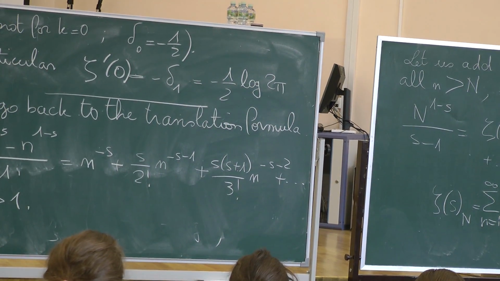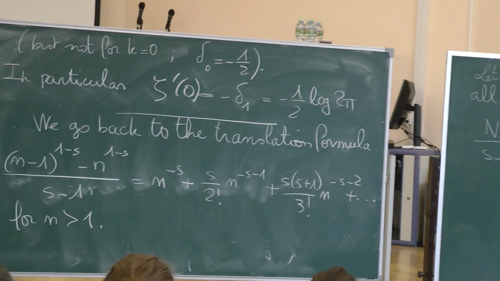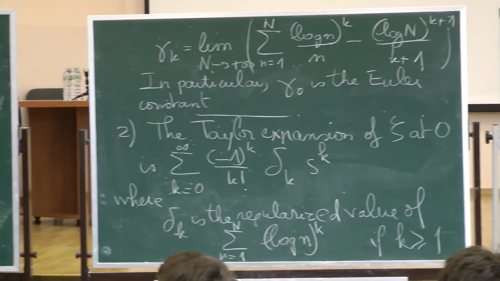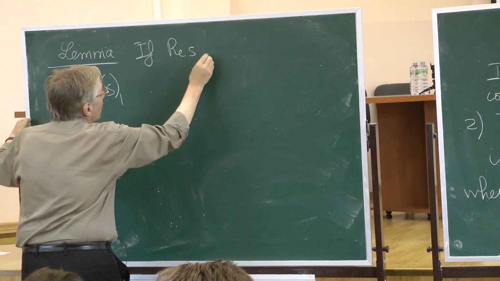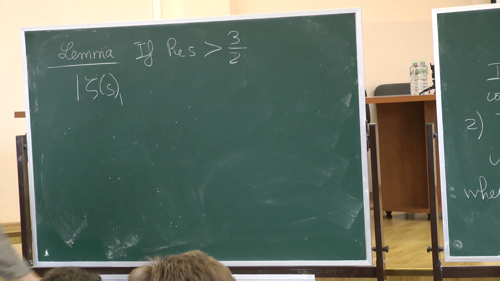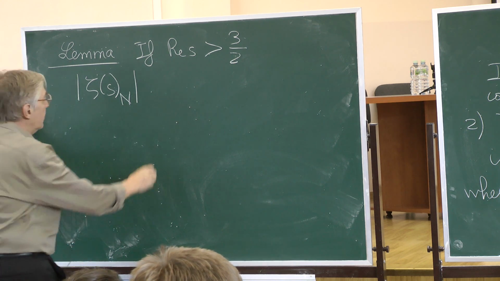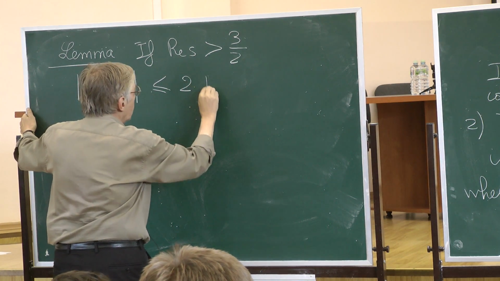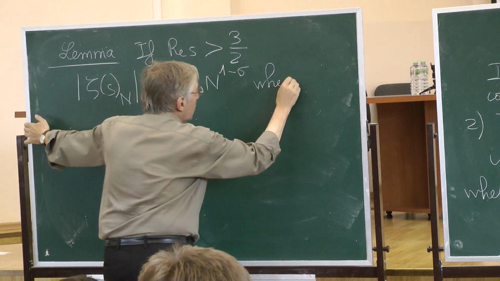Let us write a small lemma. The absolute value of zeta s index N, so if, let us say, the real part of s is larger than 3/2, it will be enough for me, then the absolute value of this zeta s index N is bounded by 2 to the power 2 times N to the power 1 minus sigma, where sigma is the real part of s.